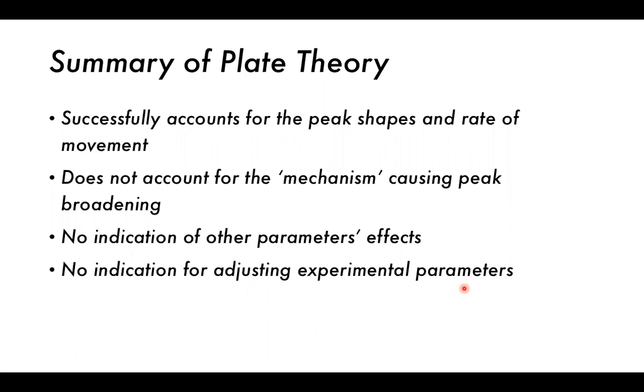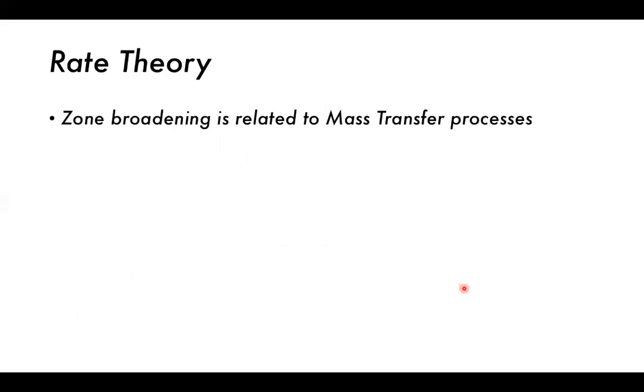And so that's one of the issues with plate theory, although it is the basis for rate theory, which is much more widely used. So rate theory includes that zone broadening is related to the mass transfer processes. Rate theory is based on plate theory and carries over some of the advantages there, where it can reasonably well account for the shape of the peaks, but it also brings about the idea of zone broadening. So like the width of the peak or the shapes of the peaks is related to the mass transfer processes.